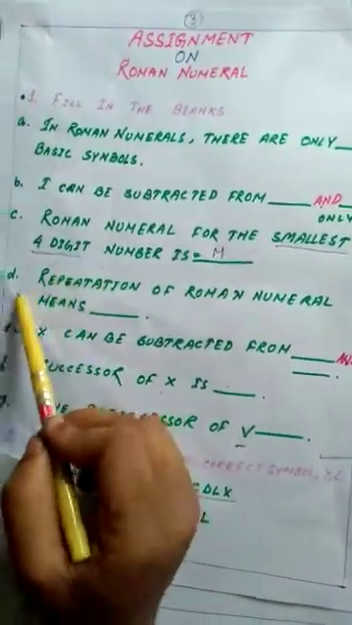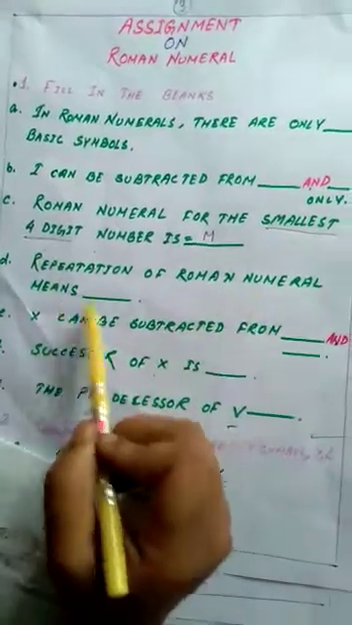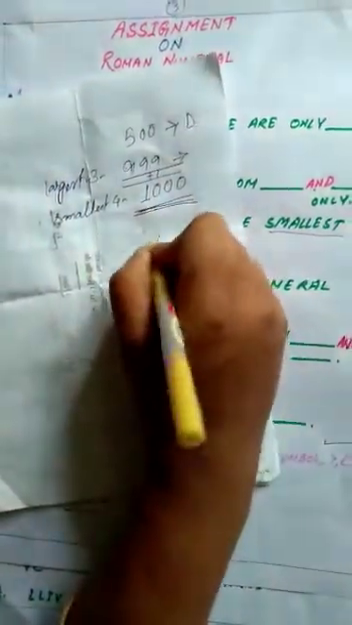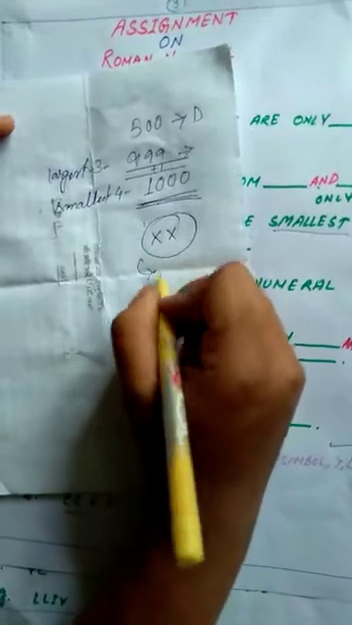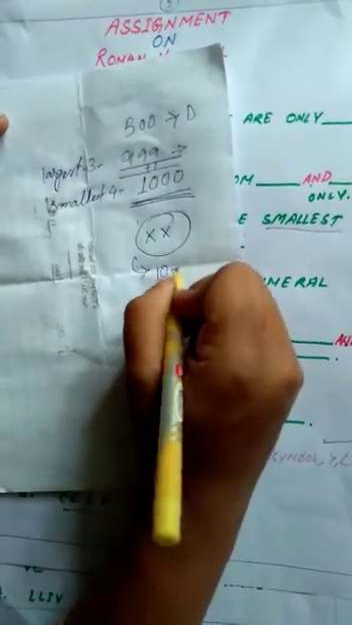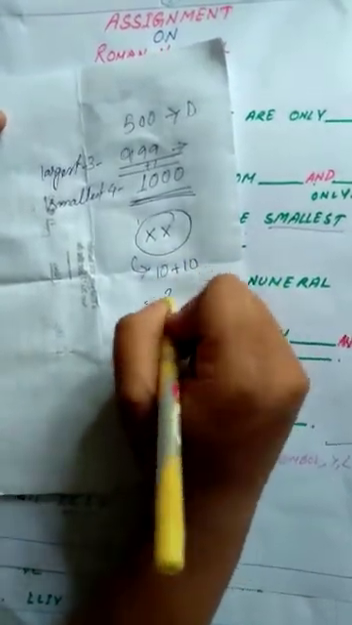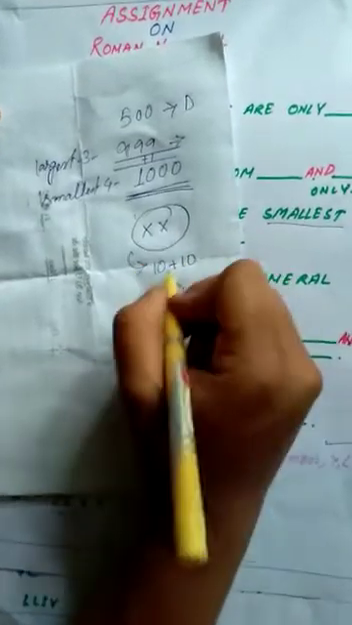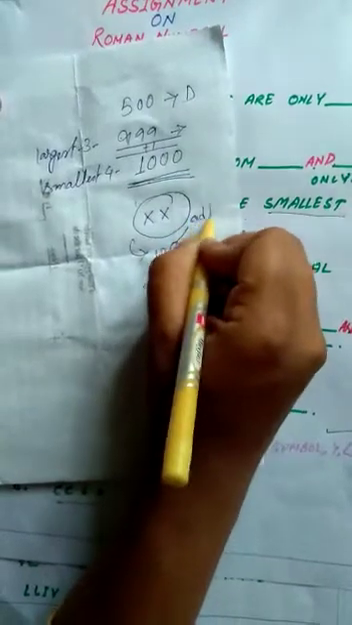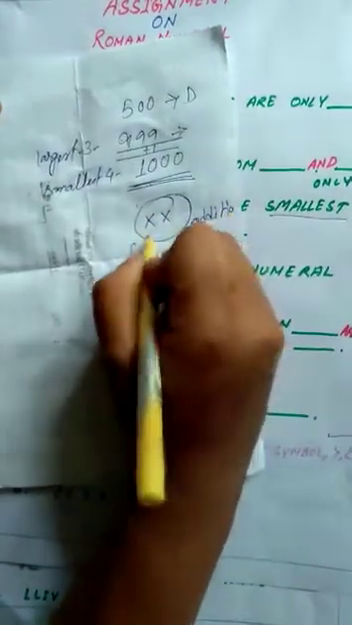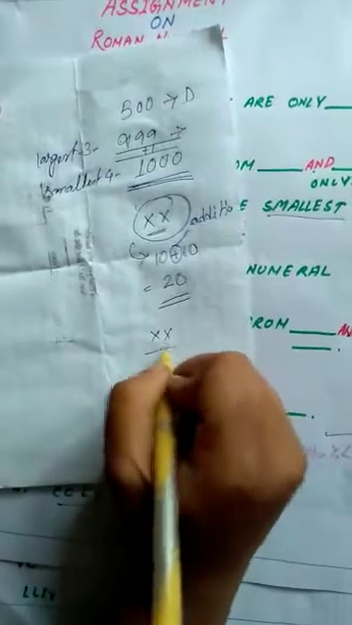Now question number D: repetition of Roman numerals means what? Repeat means one and then another one. Suppose you have written XX here. So how will you say it? What does it mean in Hindu Arabic numbers? X means 10, and one more 10 is there. That means you will have to add, and you will get 20. This plus sign means addition. We have done addition or not? So X is repeated.